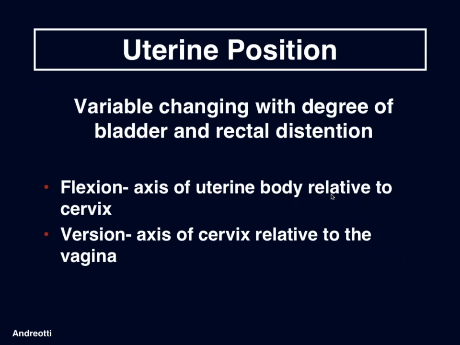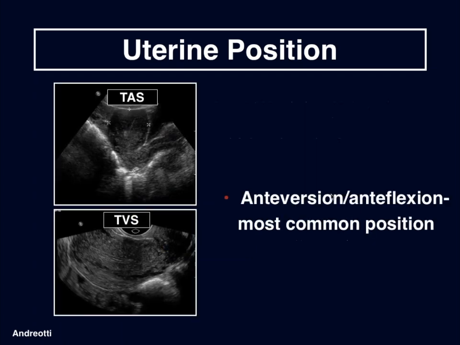So what about uterine position? This actually can be variable and changes with a degree of bladder and rectal distension. We talk about flexion, which is the axis of the uterine body relative to the cervix, and version, which is the axis of the cervix relative to the vagina. For example, here we have an anteverted, anteflexed uterus, the most common position, where the cervix is anterior with respect to the vagina, and the corpus is pointing anteriorly with respect to the cervix, and the same is seen on the transvaginal image.